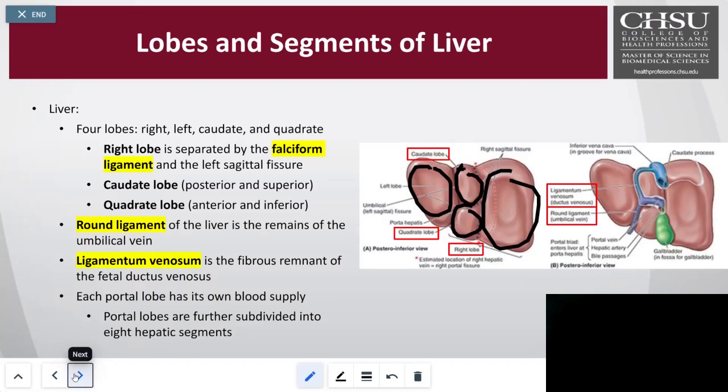And then key ligaments include your falciform ligament. This is what separates the right lobe from the left sagittal fissure. The caudate lobe, which you talked about, there's a posterior and a superior. The quadrate lobe, there's a slightly anterior and inferior. And then we also have the round ligament. This is the remnant of that umbilical. The ligamentum venosum, this is the remnant of the ductus venosus.